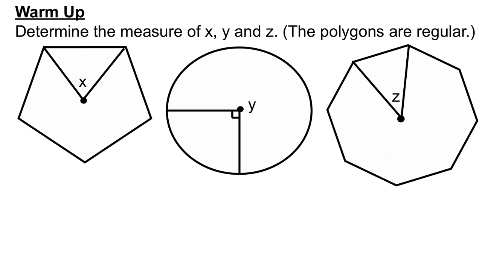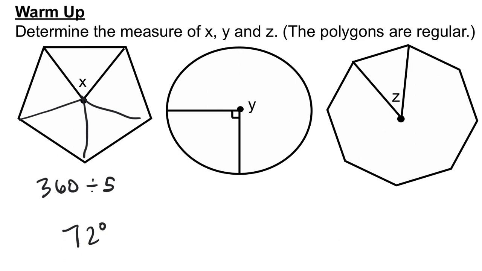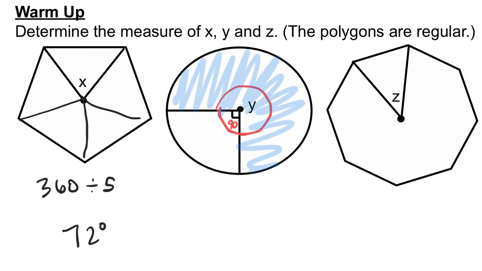So in the regular pentagon, you've got all 5 angles that are the same size. And so you can do 360 divided by 5 to get your answer of 72. If you look at the circle in the middle, you know that all the way around the circle is going to be 360 at the center. This time you've got this 90-degree angle that's not included as part of Y. So angle Y is everything around this part of the circle. So what you'd want to do is 360 minus 90. For that one, you'd get 270.